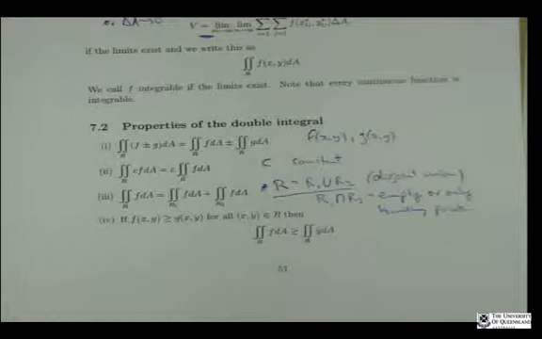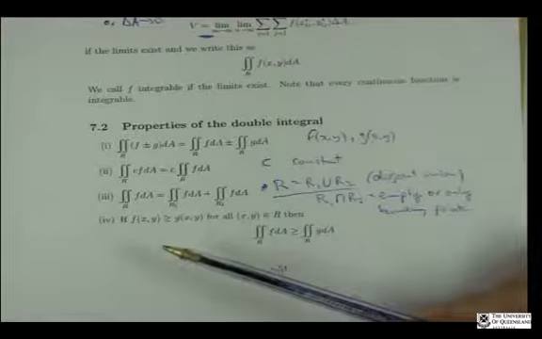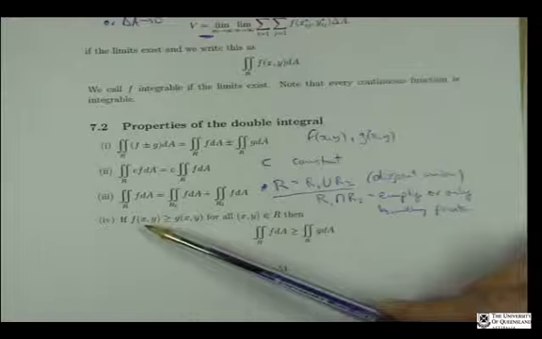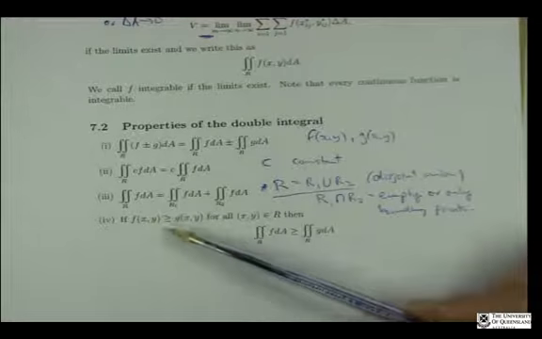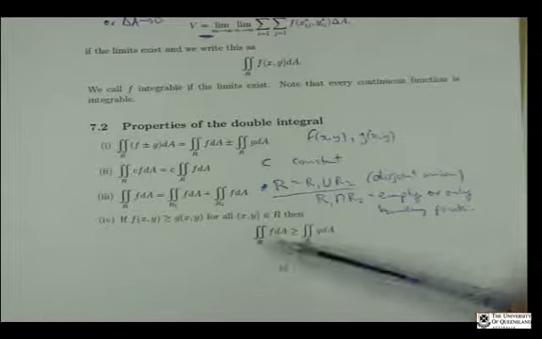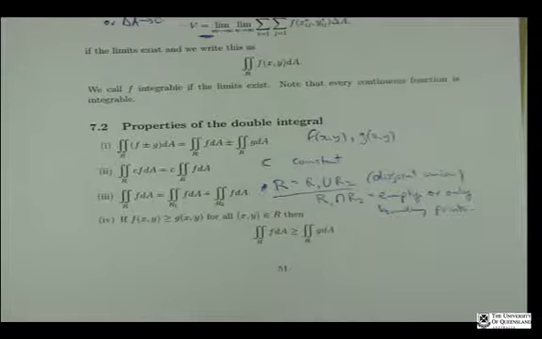Okay, and finally, property number 4 is, again, thinking of this in terms of volume, it really makes sense, right? It's really quite intuitive: if the value of the function f is always greater than or equal to the value of the function g over some region R, then the value of the double integral of f is also greater than or equal to that of g. Okay, so that makes sense intuitively if you think of it in terms of volume.